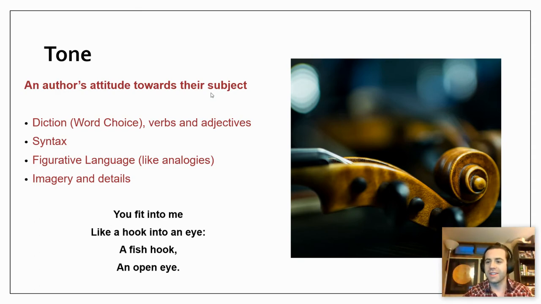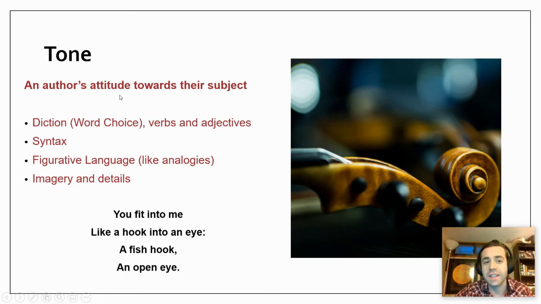Think about your parents, right? Your parents take certain tones with you depending on how they're feeling towards you. They could be laudatory, or it could be really angry and upset. Doesn't mean their love for you has changed at all, but it's just their attitude at that time.